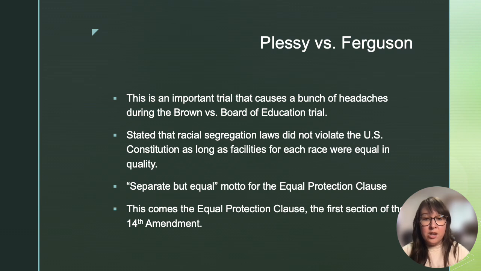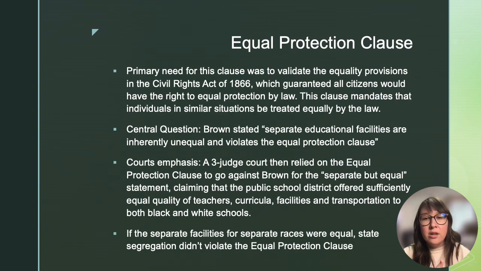The separate but equal motto came from the Equal Protection Clause during the Plessy versus Ferguson case, which is part of the 14th Amendment, which we'll go over in the next slide. So the Equal Protection Clause was primarily needed to validate the equality provisions in the Civil Rights Act of 1866. This guaranteed all citizens would have the right to equal protection by law.